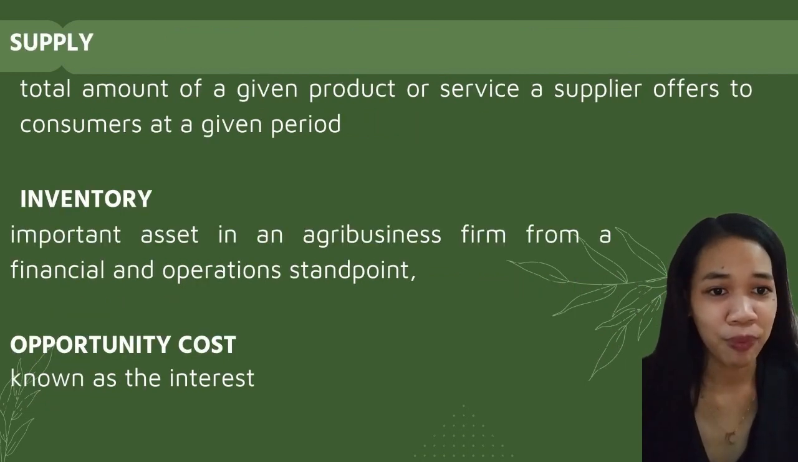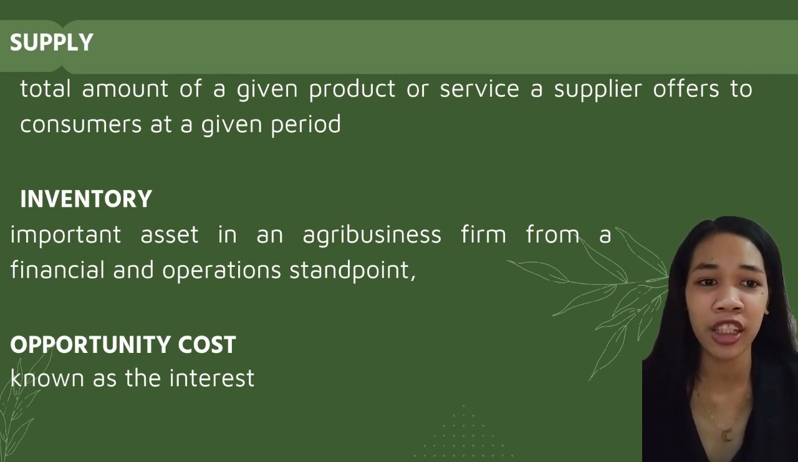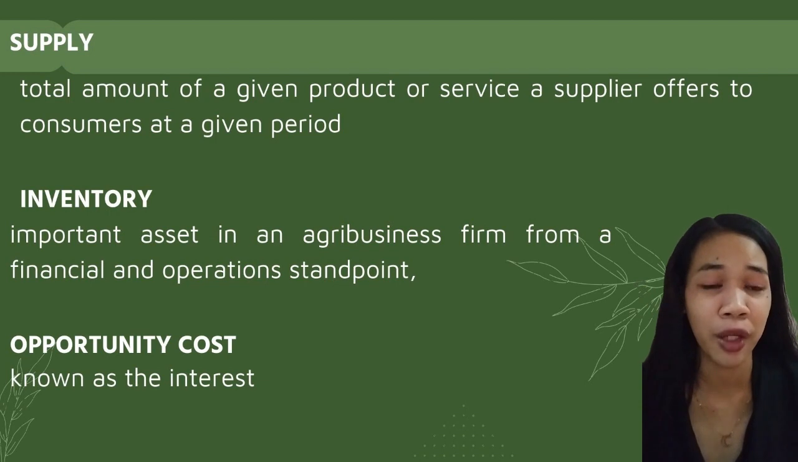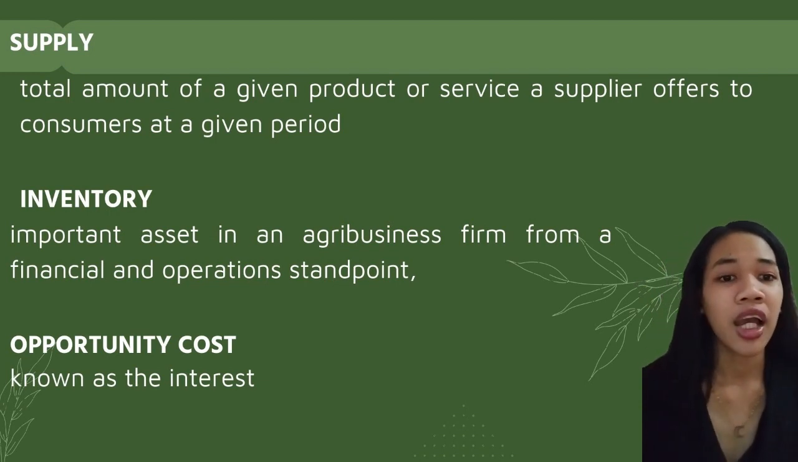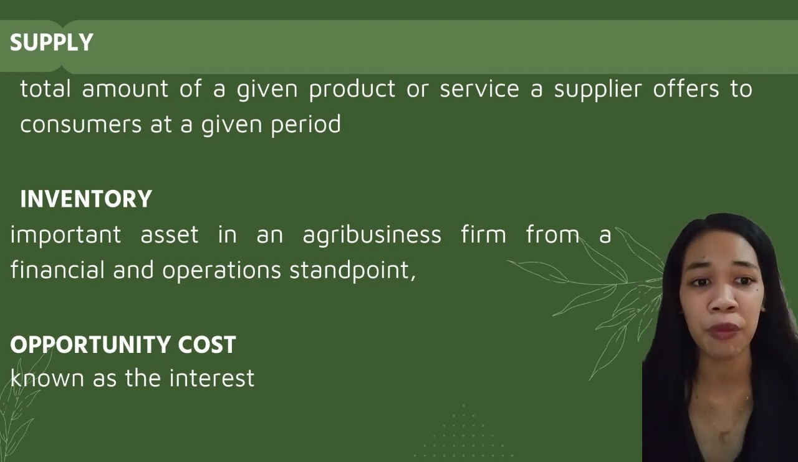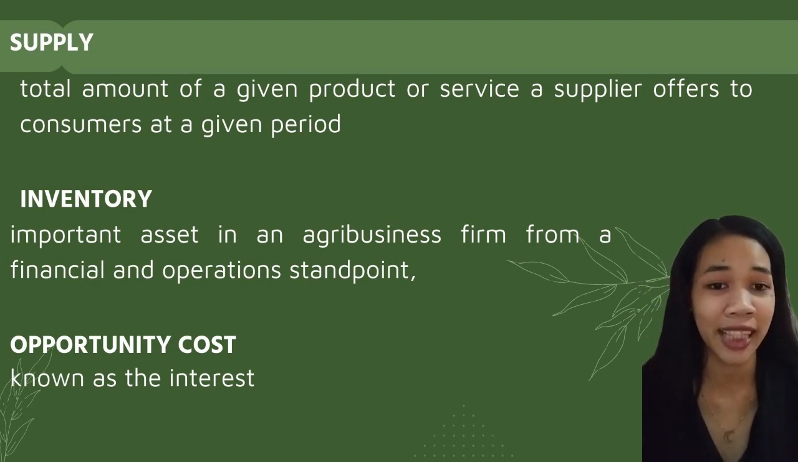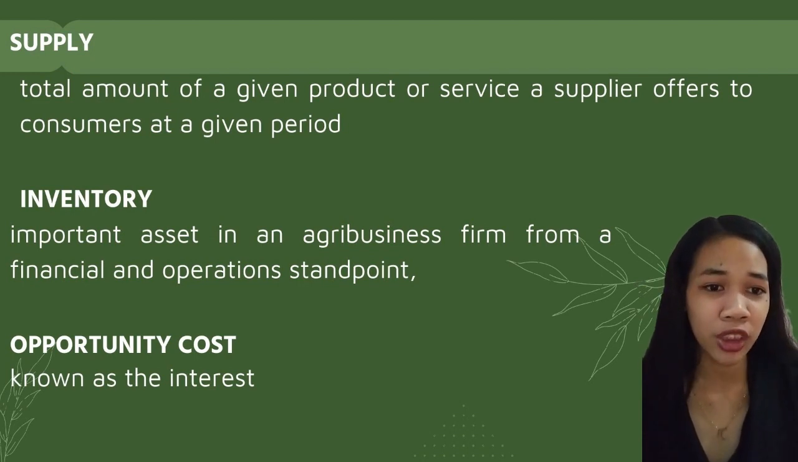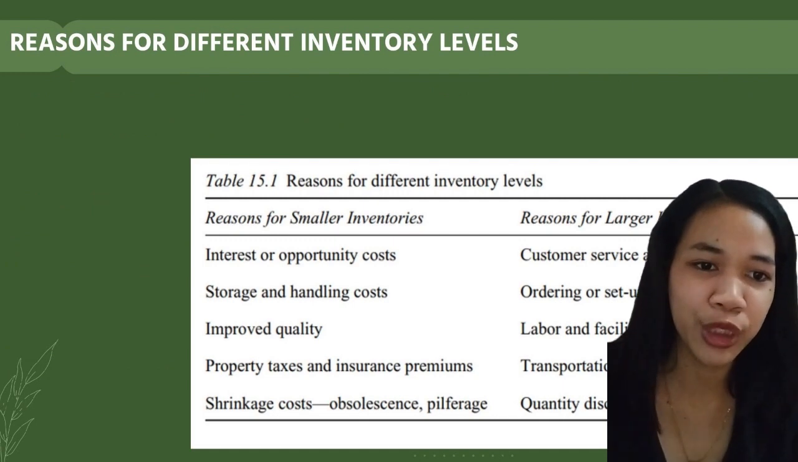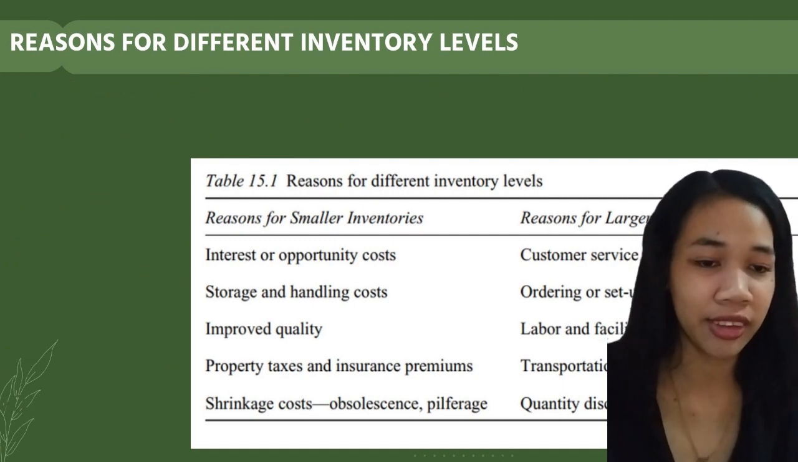Next is the supply. It is the total amount of a given product or service a supplier offers to a consumer at a given period. Inventory. It is an important asset in an agribusiness firm from a financial and operation standpoint. Opportunity cost, it is known as the interest. There are also reasons for different inventory levels.